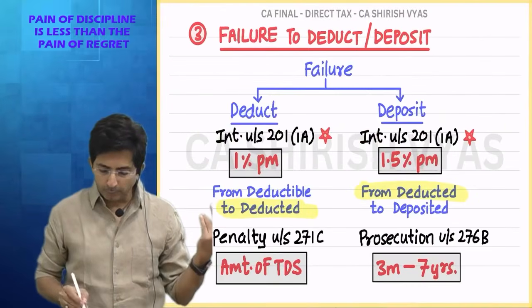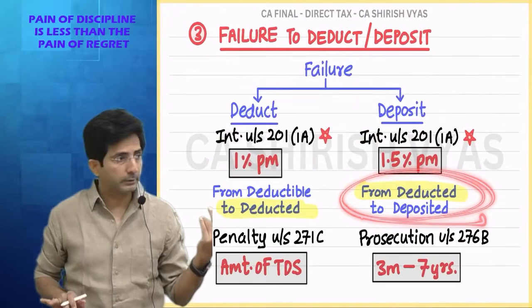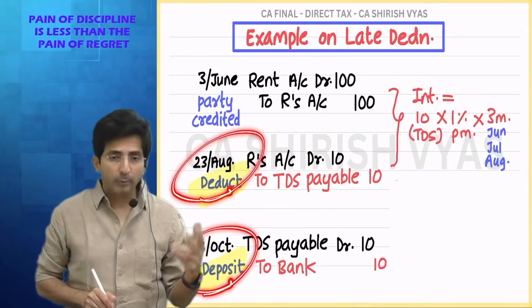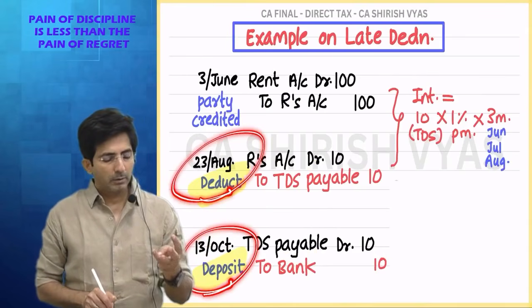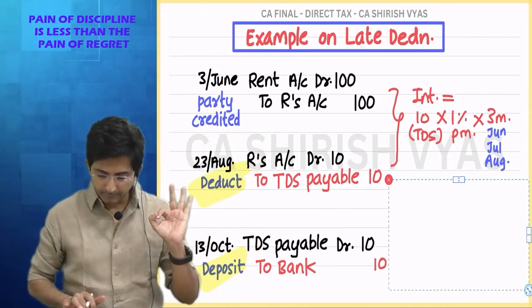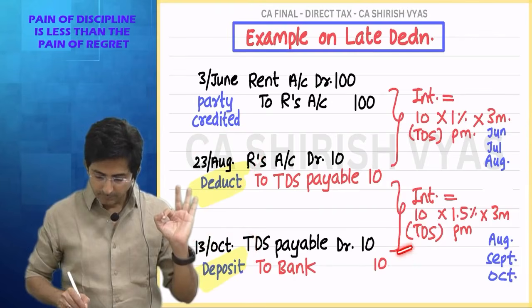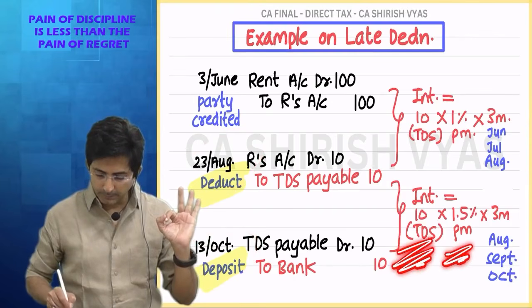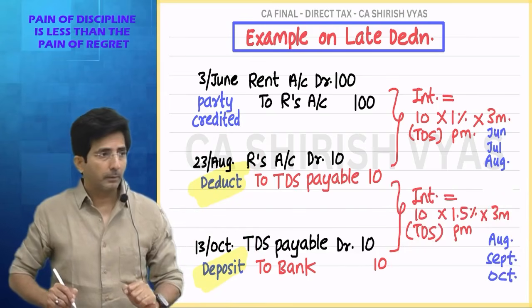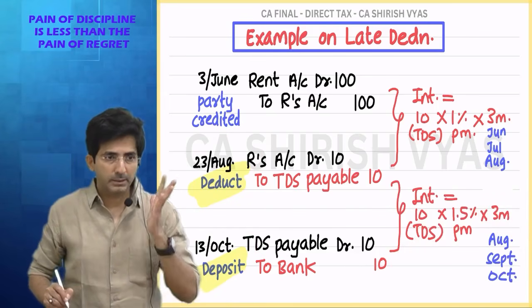We have already made a formula, na? Date when deducted up to the date when deposited. So tell me accordingly, from August to October, how many months are there? Count. August, September, October, 3 months. See the working. 10 TDS 1.5% into 3 months. What are the 3 months? August, September, October. But here there is some glitch.